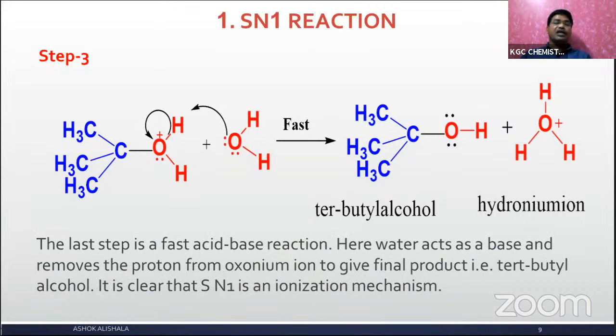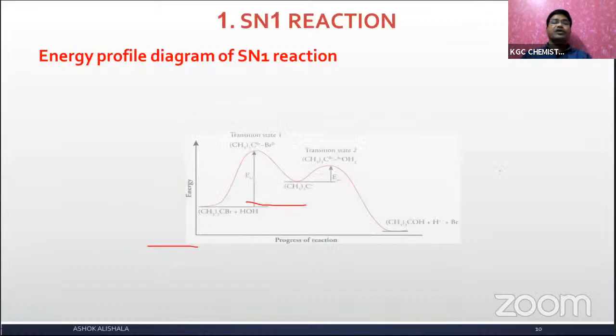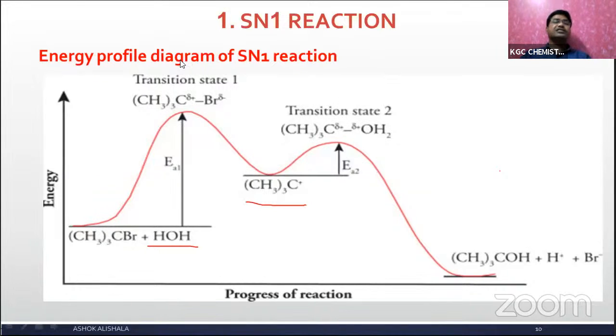The last step is a fast acid-base reaction. Here water acts as the base and removes the proton from the oxonium ion to give the final product, tertiary butyl alcohol. Now see, this is going to be the energy profile diagram of SN1 reaction. See, this is tertiary butyl bromide.